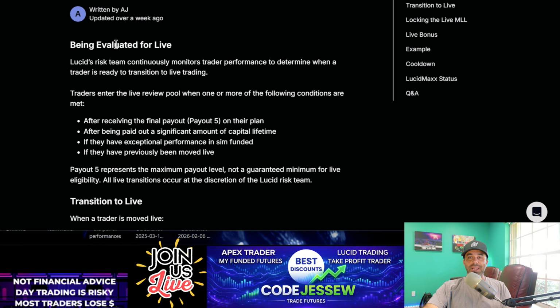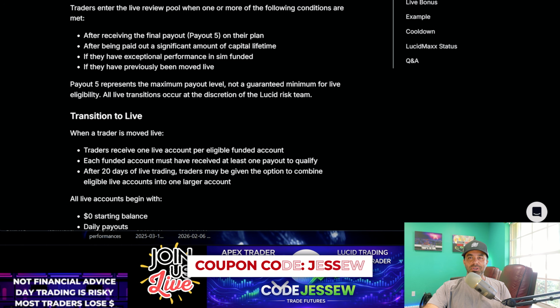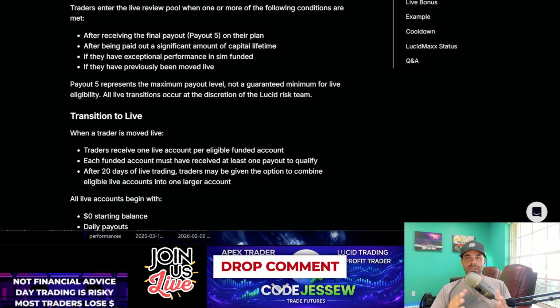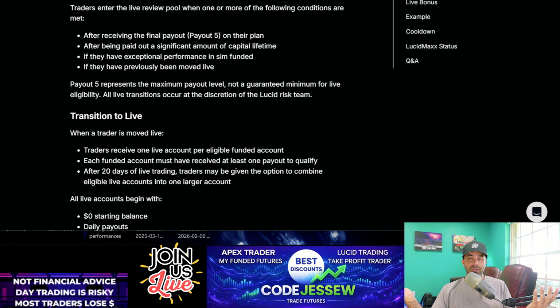So here you go, new live structure. Lucid's risk team continuously monitors traders' performance to determine when a trader is ready to transition to live. So in essence, they're always looking at our account and they'll be like, damn, this guy's pretty damn good. This woman's pretty damn good. Let's talk about maybe going live, before you even hit the 5, maybe it could happen. They see that you're just a killer, really good risk management, and you make money. They're like, okay, we want this person live.